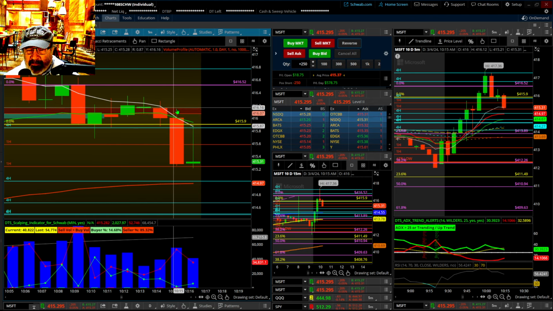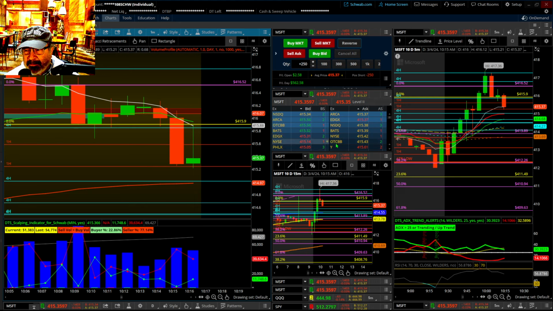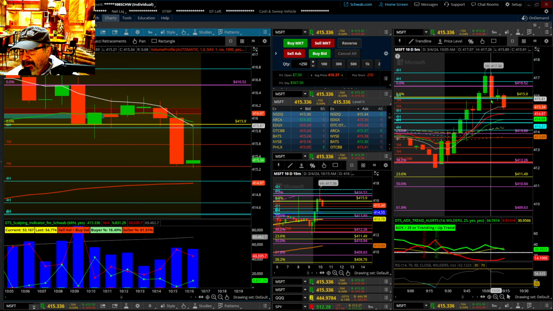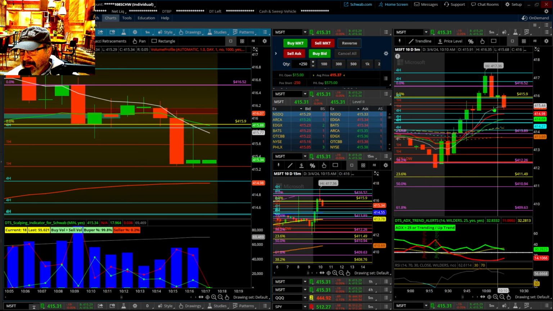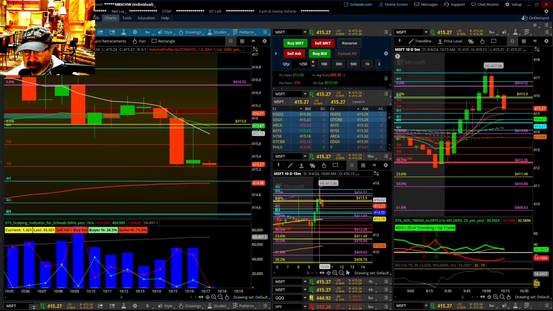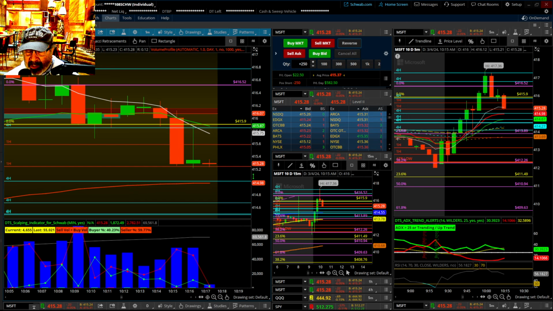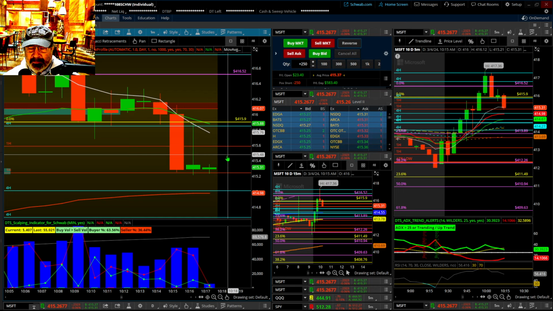So this just fell like a knife. Boom. Straight down. If you look over here, that's a spinning top there, which might signify that it would go back up, but it didn't. So yeah, this is a shooting star on the 15 minutes, which definitely says it's going to go down. Don't know how far down.